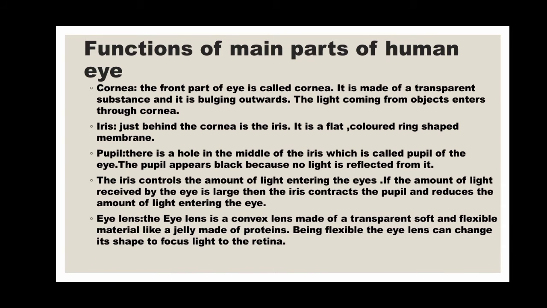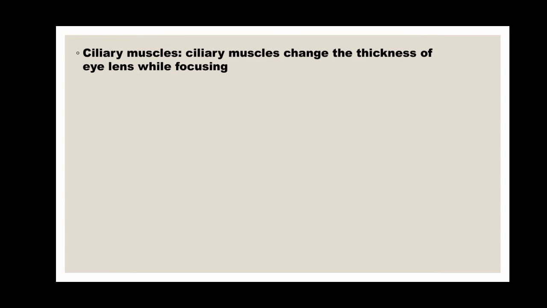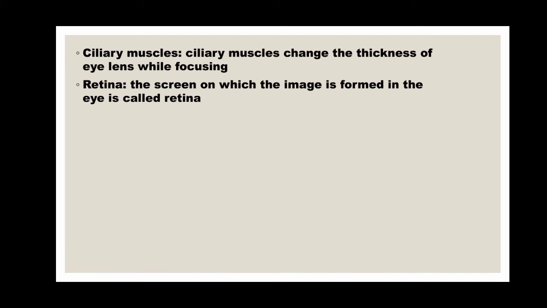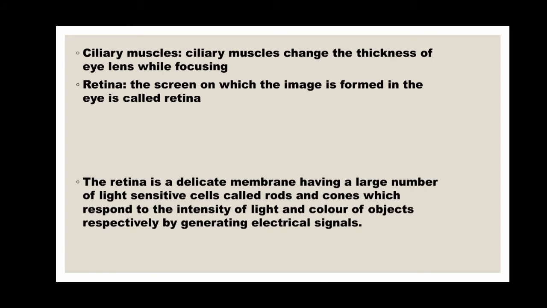Eye lens. The eye lens is a convex lens made of a transparent, soft, and flexible material like a jelly made of proteins. Being flexible, the eye lens can change its shape to focus light to the retina. Ciliary muscles. Ciliary muscles change the thickness of eye lens while focusing. Retina. The screen on which the image is formed in the eye is called retina.